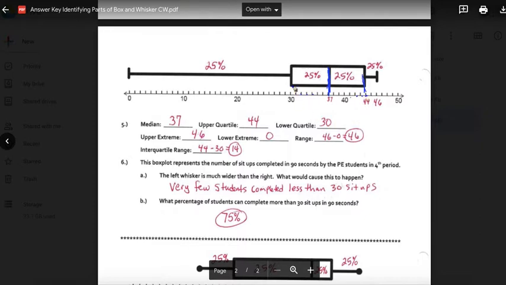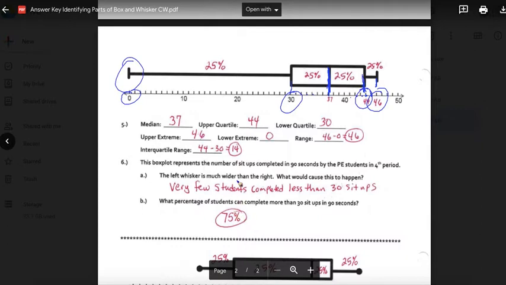The lower quartile is 30. The upper extreme, well, this is 44, this is 45, 46. It's the upper extreme. The lower extreme is 0. And then the range is the upper extreme minus the lower extreme, so 46. The interquartile range is the upper quartile, which is 44, minus the lower quartile, which is 30. So that's how I got 14.